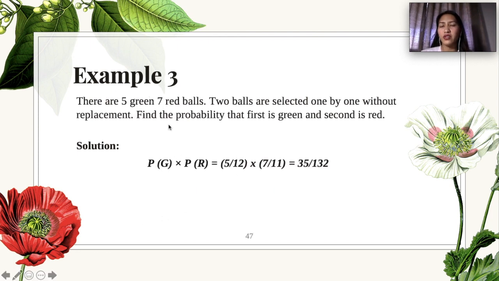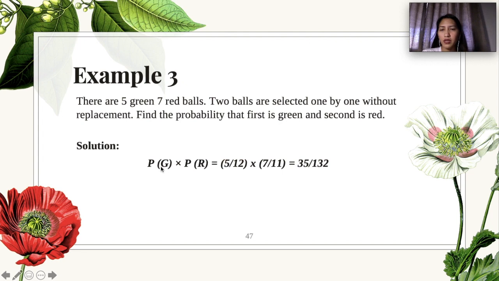Number 3. There are 5 green and 7 red balls. 2 balls are selected one by one without replacement. So, find the probability that first is green and second is red. So, ito naman yung isang example ng dependent events.